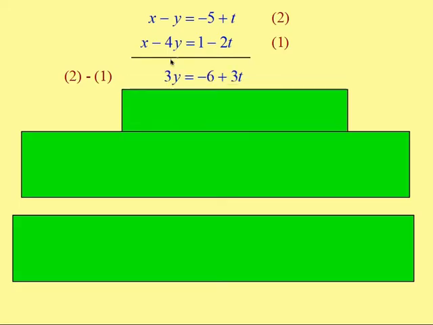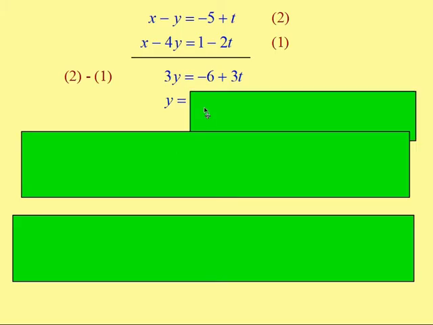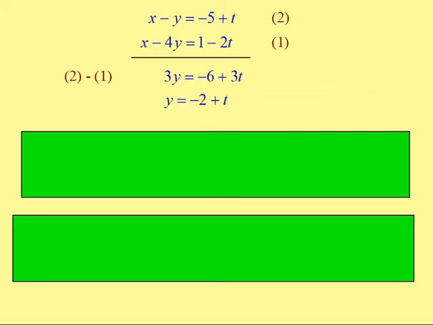Doing that will give, well, -y take away -4y will become -y plus 4y, which gives me 3y. The x's obviously cancel out, x take away x, I'd have 0x. You'd have -5 take away 1 is -6, and t take away -2t would give us 3t. Divide both sides by 3, and it means y would equal, perfect, -2 plus t. So we've expressed y in terms of t.